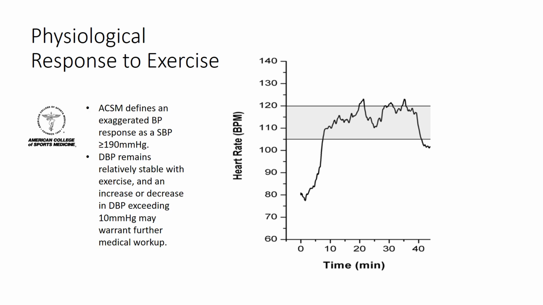Blood pressure will follow a similar response. It will start low, raise during exercise, and then come down during the cool down period. So ACSM defines an exaggerated blood pressure response as a systolic of greater than 190. So if your patient approaches or exceeds that number, you need to back off the intensity of your intervention. And then diastolic blood pressure should remain relatively stable with exercise, and an increase or decrease of more than 10 may warrant further medical workup.